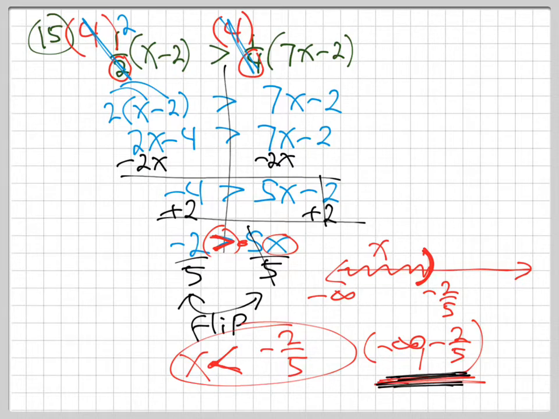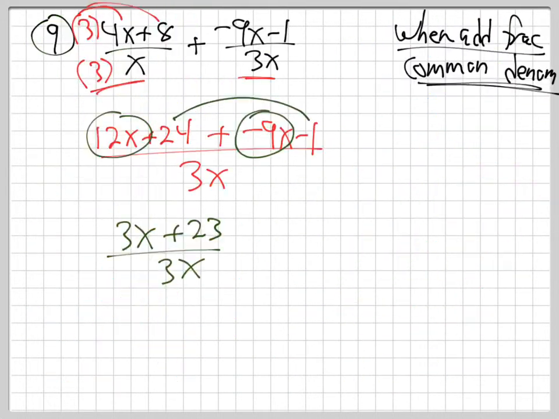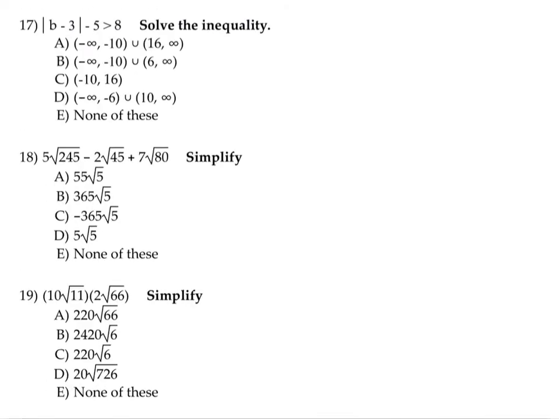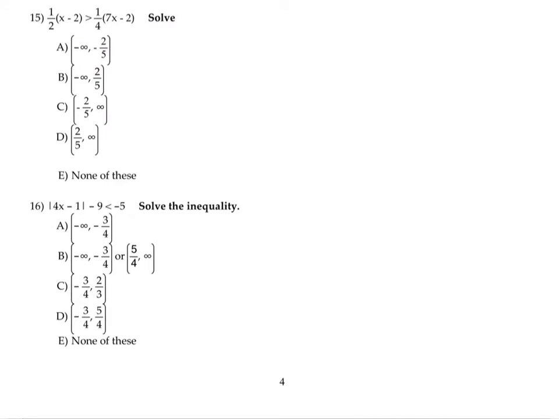So we go back. So less than negative 2/5. So it's that one with the negative 2/5, option A. There we go, negative infinity to negative 2/5.